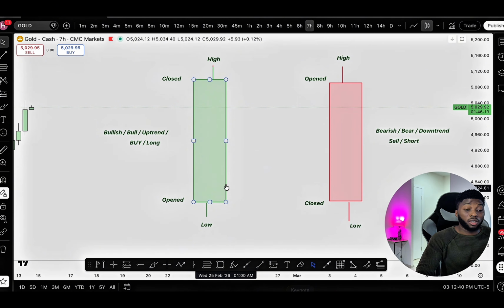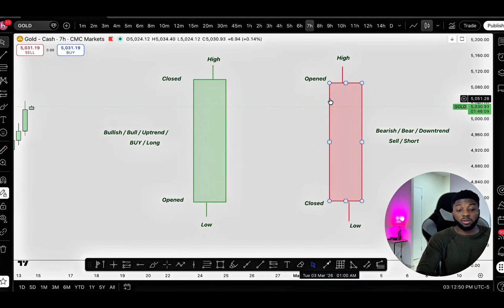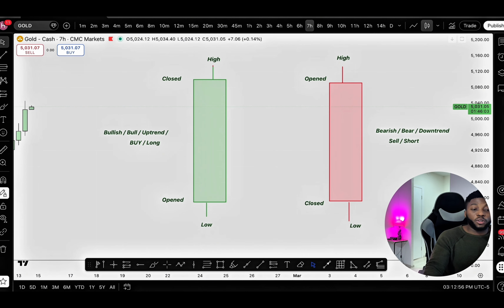It opened here on a bullish trend and closed here. This was the highest point, this was the lowest point. Opened here on the bearish candle, closed here. This was the highest point, this was the lowest point here. So right now, what we need to understand here is, and how do we need this?